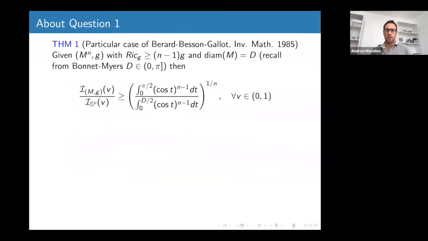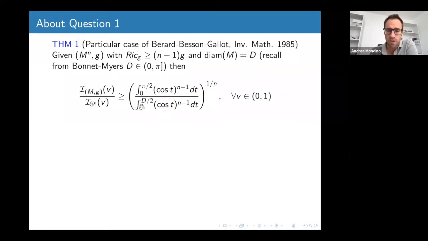Question one is a consequence of a beautiful paper by Bérard, Besson and Gallot in Inventiones in the 80s, who proved the following statement. If you have a manifold with Ricci curvature bounded below by n minus 1 and with diameter d, notice that by Bonnet-Myers' theorem, the diameter must be between 0 and pi, where pi is the diameter of a sphere. Then you always have a quantitative lower bound on the ratio between the isoperimetric profile function of the manifold and that of the sphere, given by an explicit formula.